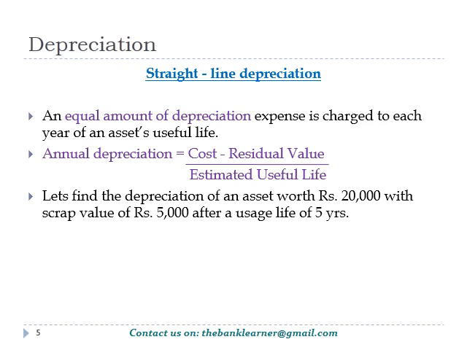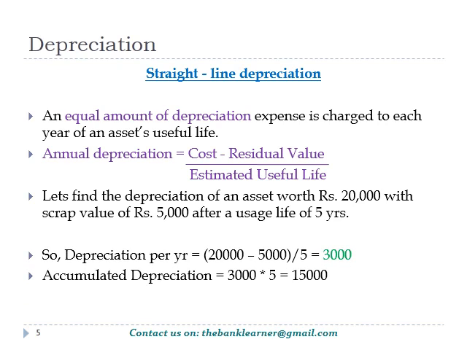Now, let's calculate the depreciation for an asset worth Rs 20,000 with scrap value of Rs 5,000 after a life of 5 years. So, as per the formula, we get 20,000 minus 5,000 divided by 5, which results in Rs 3,000 as depreciation per year. Hence, for 5 years, the total depreciation is Rs 15,000. That is, as mentioned earlier, this Rs 15,000 is distributed equally over the period of 5 years as Rs 3,000 per year.